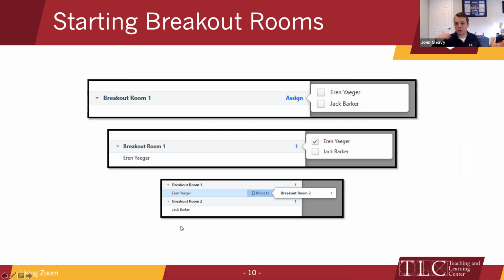What if I make a mistake and I want to switch that around? Well, super easy. What we'll do, we'll hover over the student's name. When we hover over their name, we're going to see this little new button that shows up that says move to. When you click on move to, you can then choose where you want to move the student into.